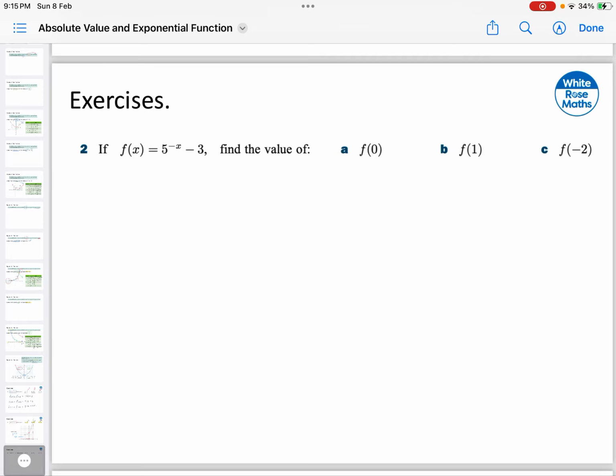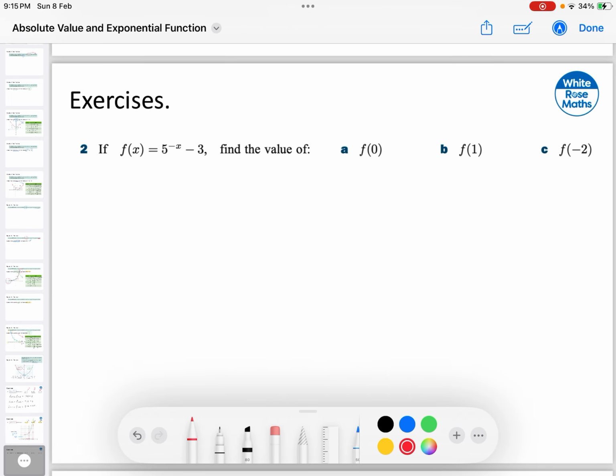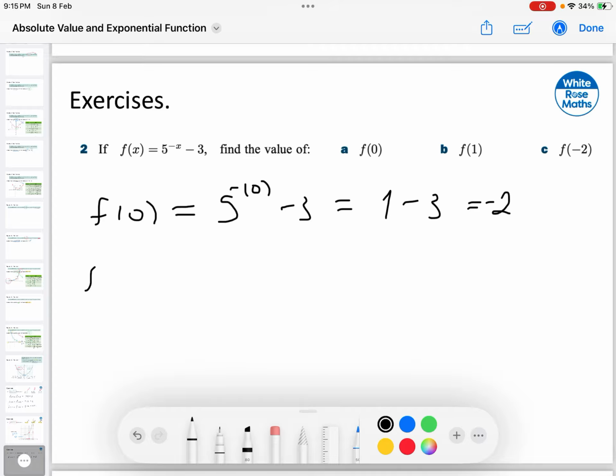So let's begin by finding the first one. So the first one is f of 0. In this case, it's 5 with the opposite of 0, minus 3. 5 with the power 0 is always 1. And then 1 minus 3, it's a negative 2. That is f of 0.